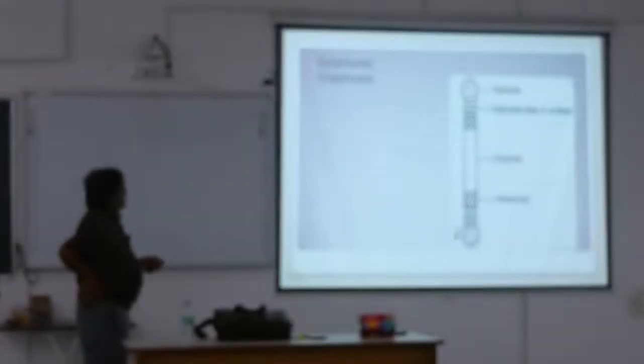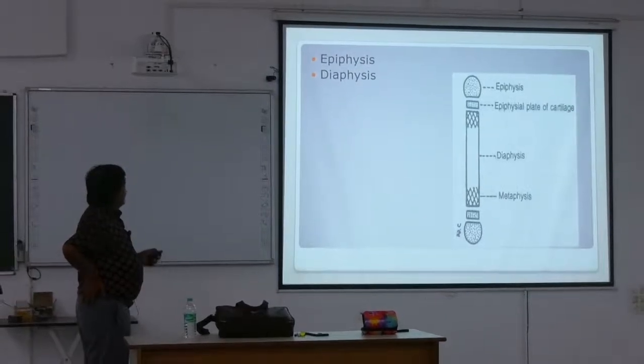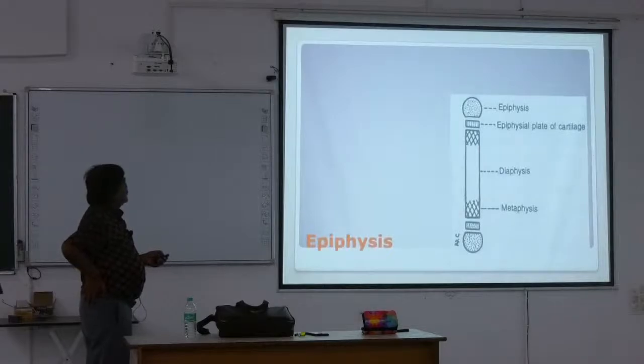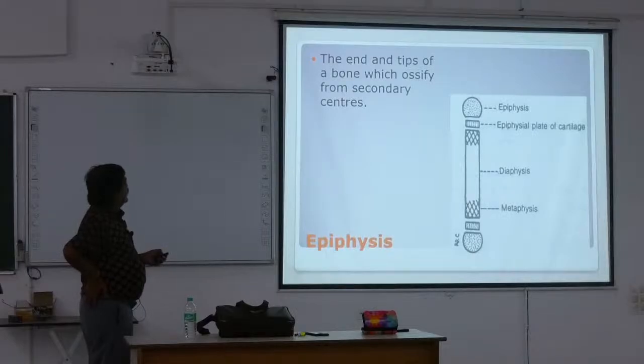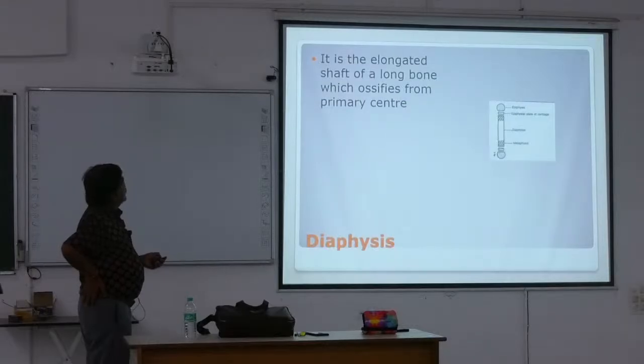Now this is the epiphysis, epiphyseal plate or cartilage. This is the diaphysis, this is the metaphysis. Epiphysis, epiphyseal plate of cartilage, diaphysis and metaphysis. The epiphysis is the ends and tips of the bones, which ossify from secondary centers. The diaphysis is the elongated shaft of the long bone, which ossifies from the primary center.